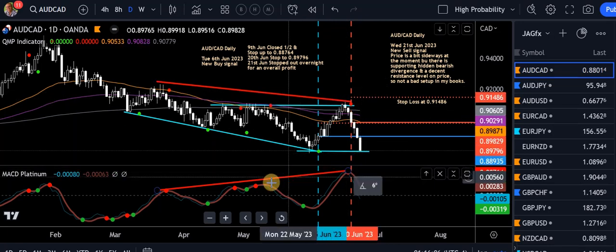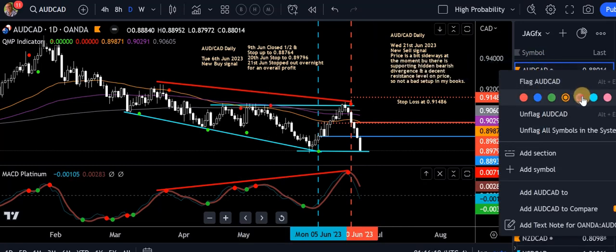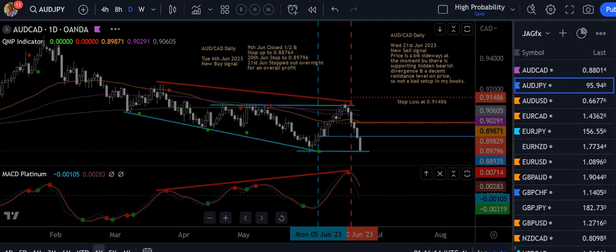So it's the Oz CAD. That's one I have to tidy up after, so I just highlight it purple so I know to go and tidy it up. Oz Japanese Yen.